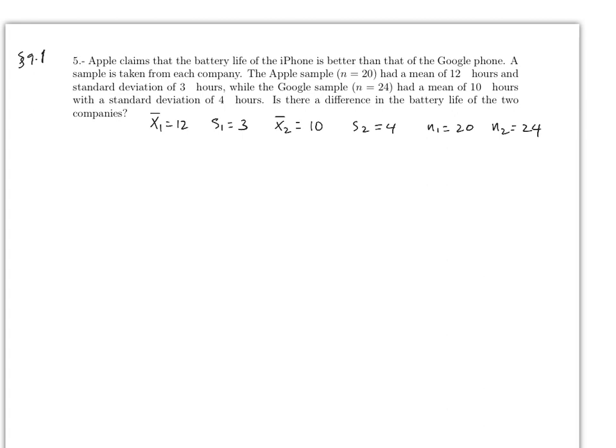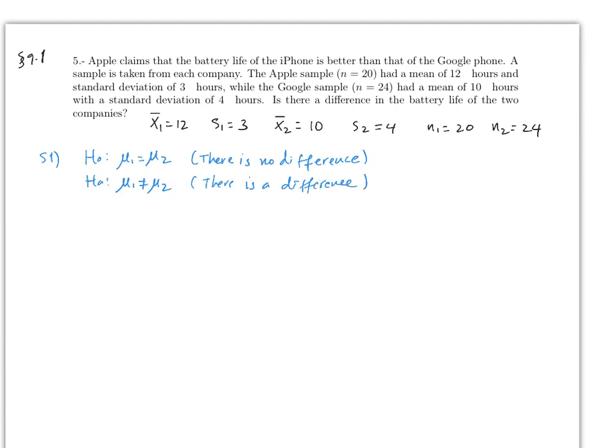The first step is to figure out what is the claim. And here, remember that regardless of what the question says, you're going to test whether there is a difference or not. So the claim is that there is no difference. This means there is no difference between Apple and Google. And if you reject H0, that means there is a difference.